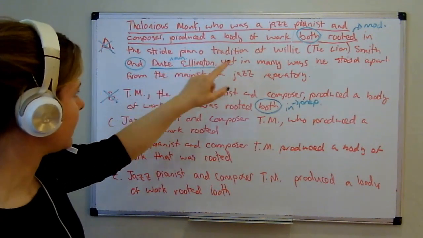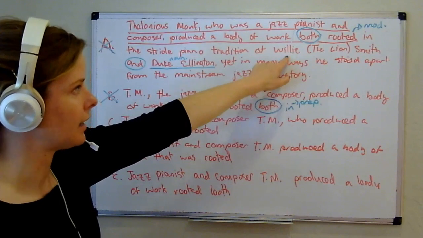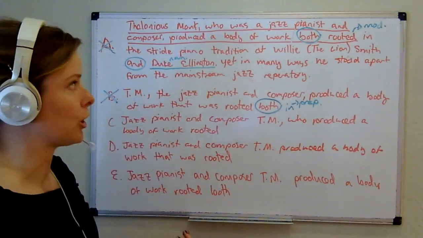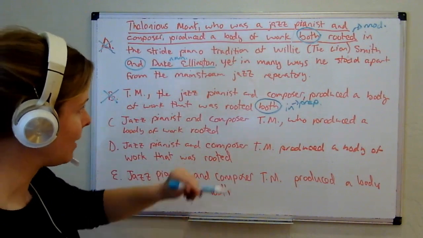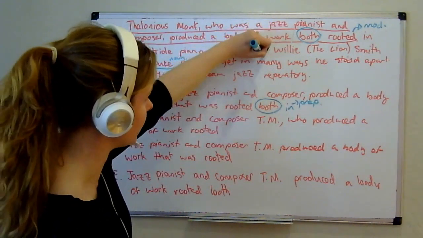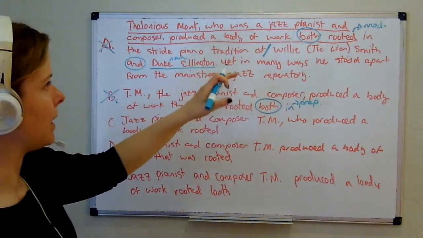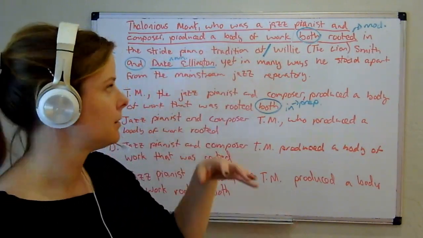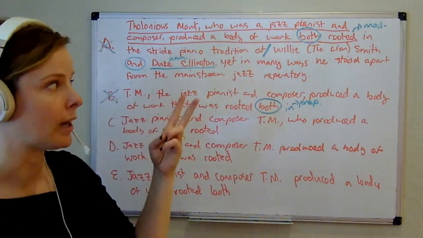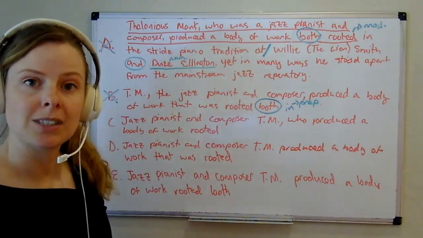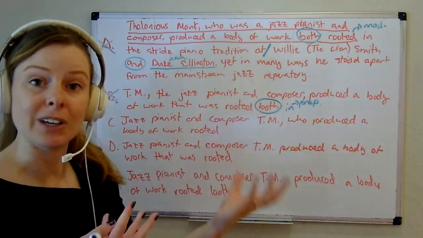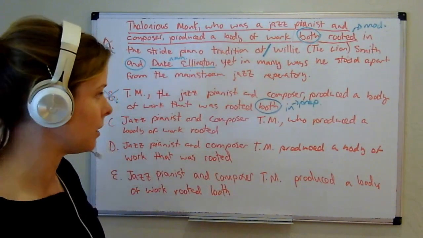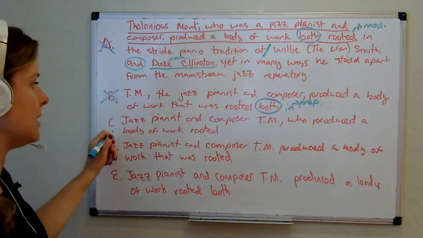So Duke Ellington could be parallel to this name right here, Willie the Lion Smith. That makes your parallel structure totally work, right? So our stem then moves to be right here. So we've got this body of work rooted in the stride piano tradition of, and then we enter our list of Willie the Lion Smith and Duke Ellington. That really works. So without the both in the way, you get to choose where that stem makes sense. And sure enough, we do have an option that completely works for the parallelism in C.